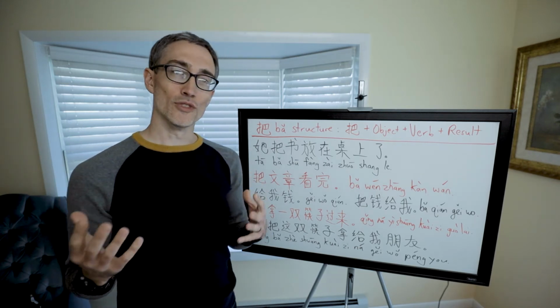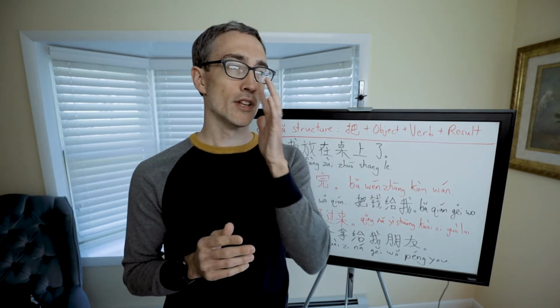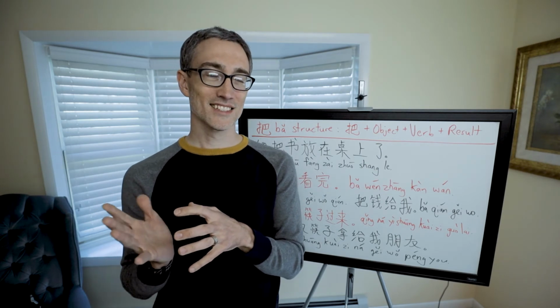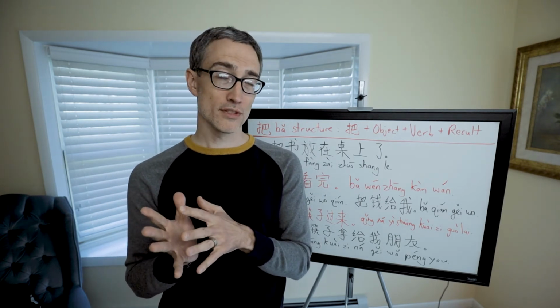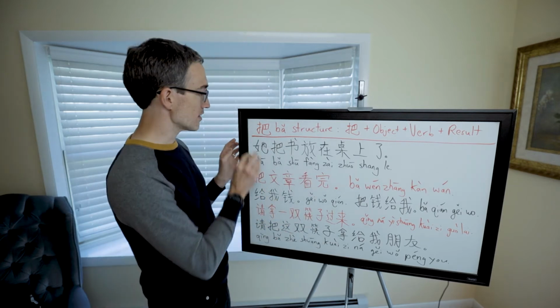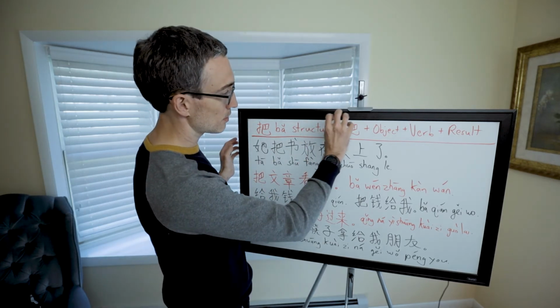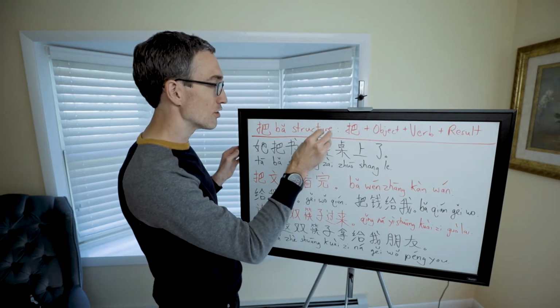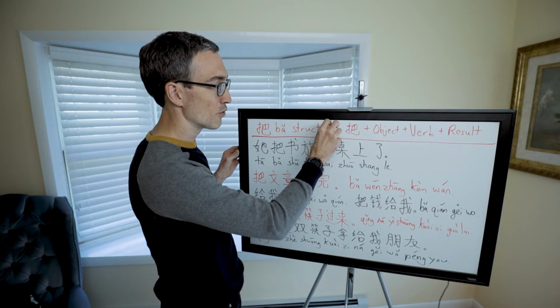All right, so now one other comment about the structure. Negation, like not, or adverbs, mostly come before the ba. So if it's subject plus ba plus object, things like negation or adverbs are going to go between the subject and the ba.